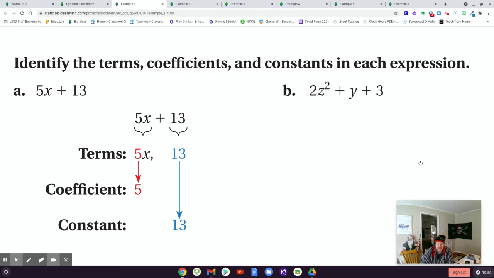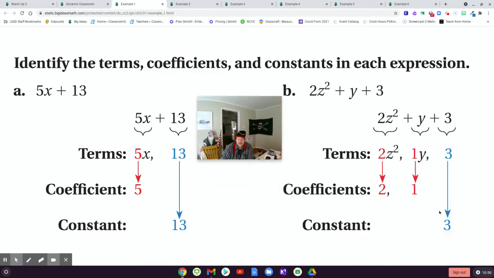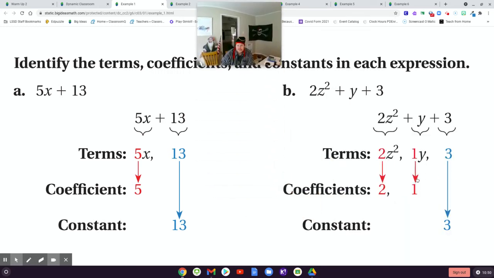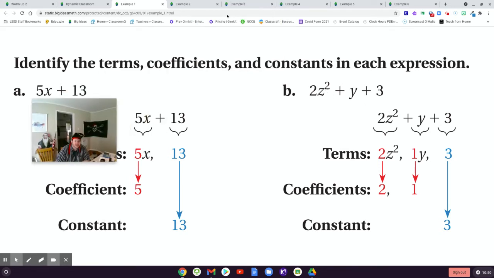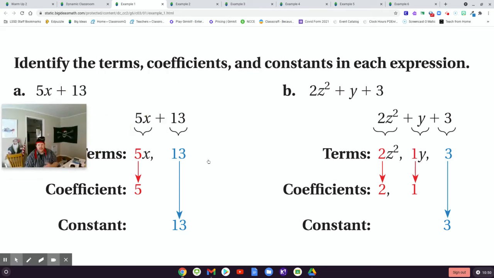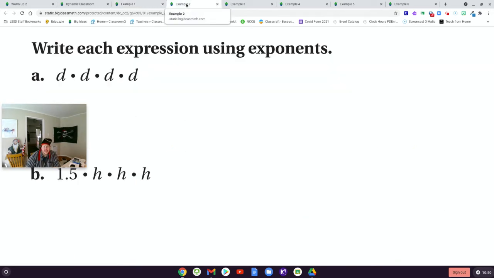3 is by itself. So here we have 3 different terms. We have 2 coefficients. The one next to z squared is 2. And the one next to y is 1, even though it's invisible. And there's only one constant of 3. And then there's also this 2 right here. This is an exponent, so don't forget about exponents. So, and that leads us to our next example.